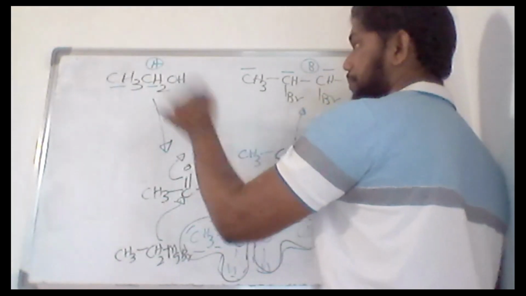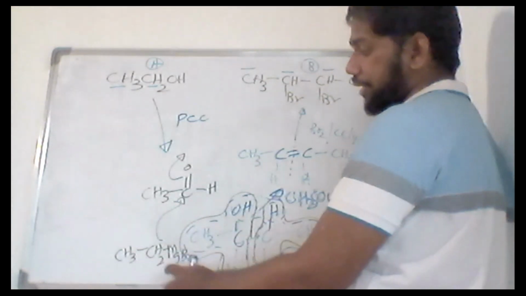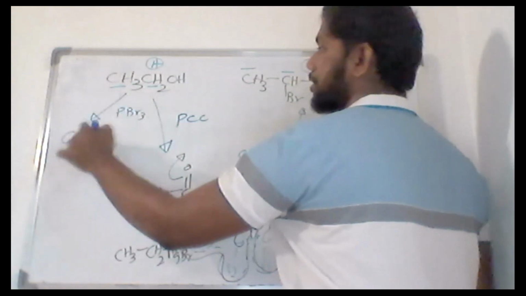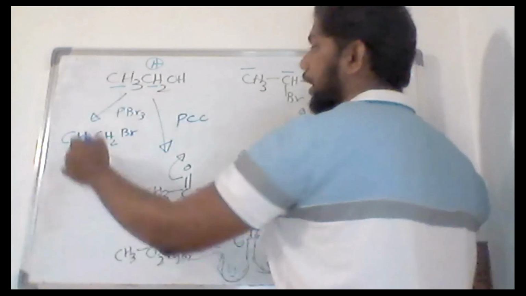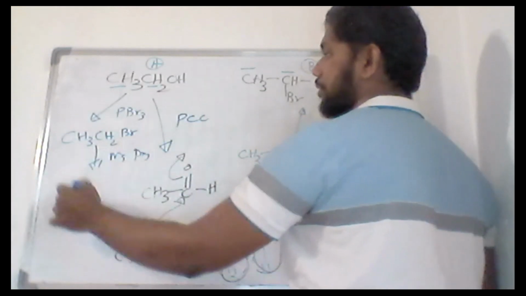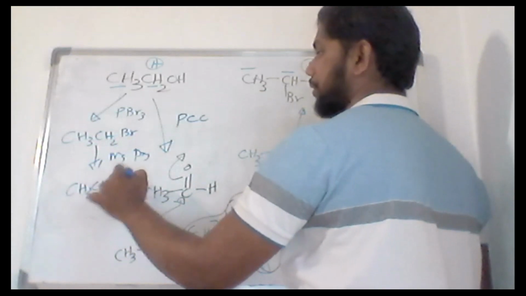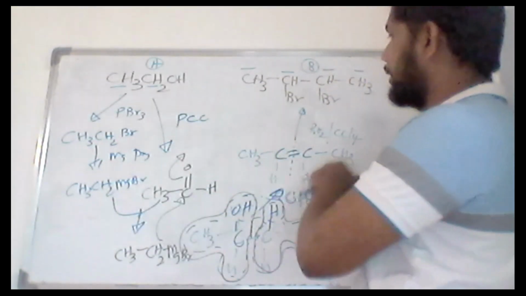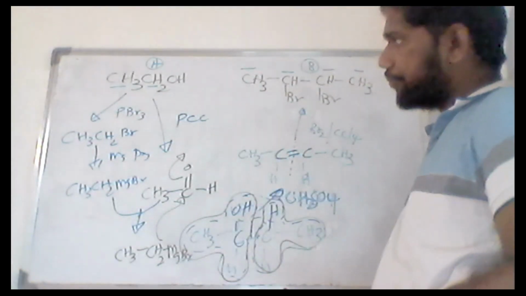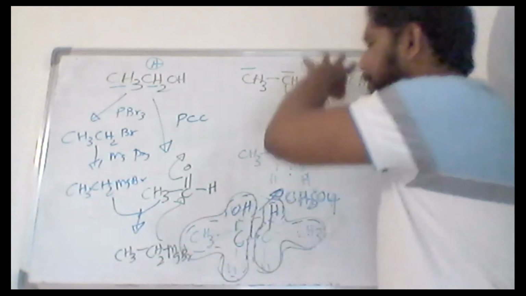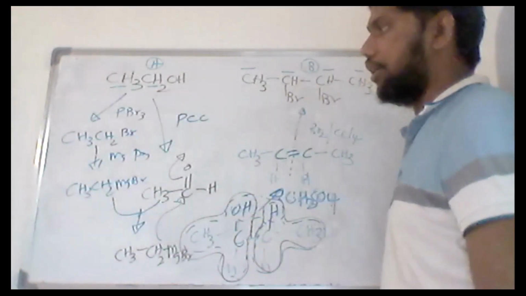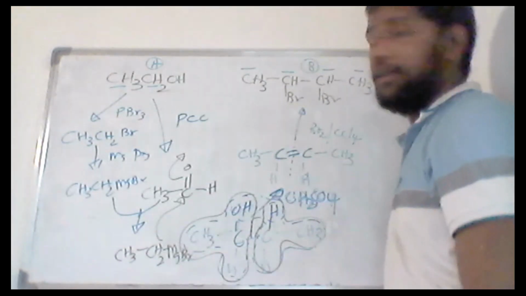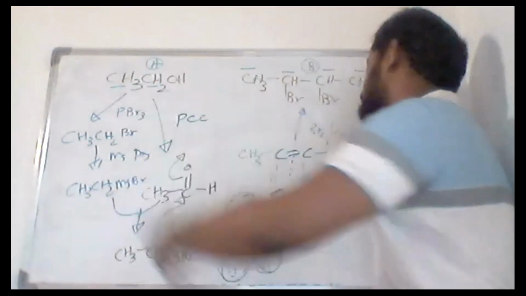You just need to add PCC, and if you want to get this one, you just have to go with first PBr3 to convert this to CH3CH2Br, and then you can add magnesium diether. So this will be CH3CH2MgBr. Then you can add these two. Then you will come at here and here and here. This is the way you come from back, and then you can come from the front. Normally, I prefer the method that is going from the back and from the front, or even you can go from the front as well.